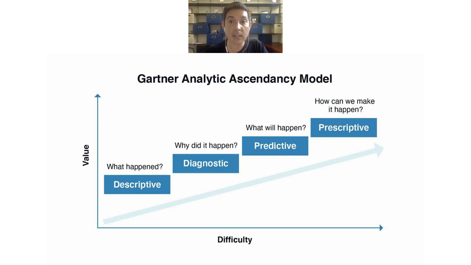It might be because we had a better offer, or because we changed the ad copy or the keywords or the time of day, whatever it might be. We're learning the why, and that's more helpful because in the future we can try to emulate some of those things that were successful. Then we get into predictive, which is asking questions about what will happen.